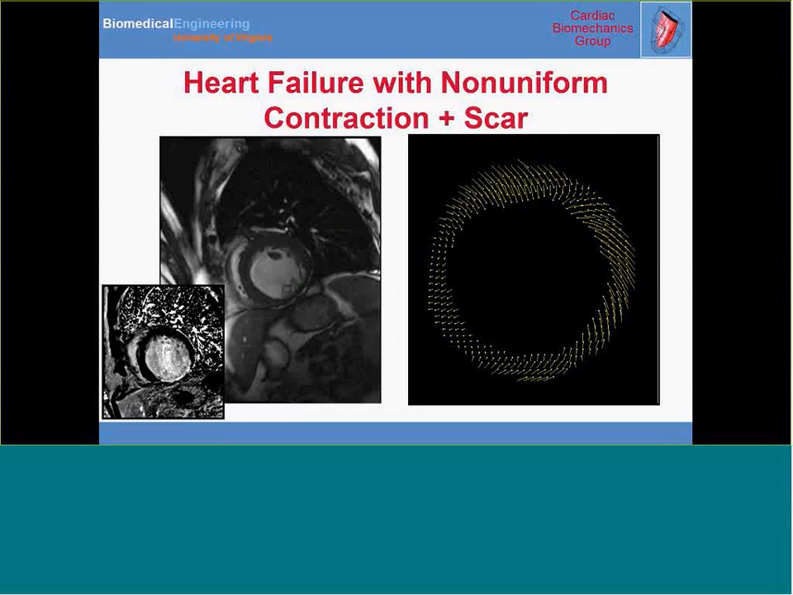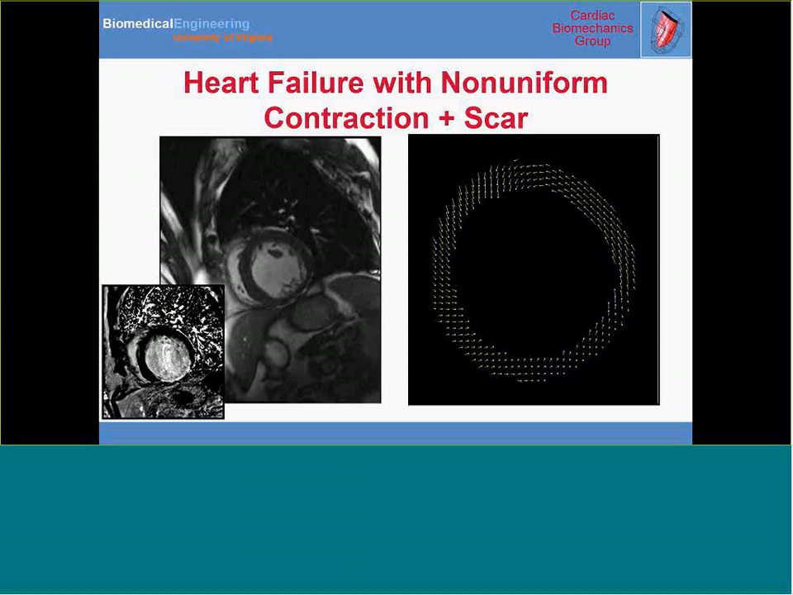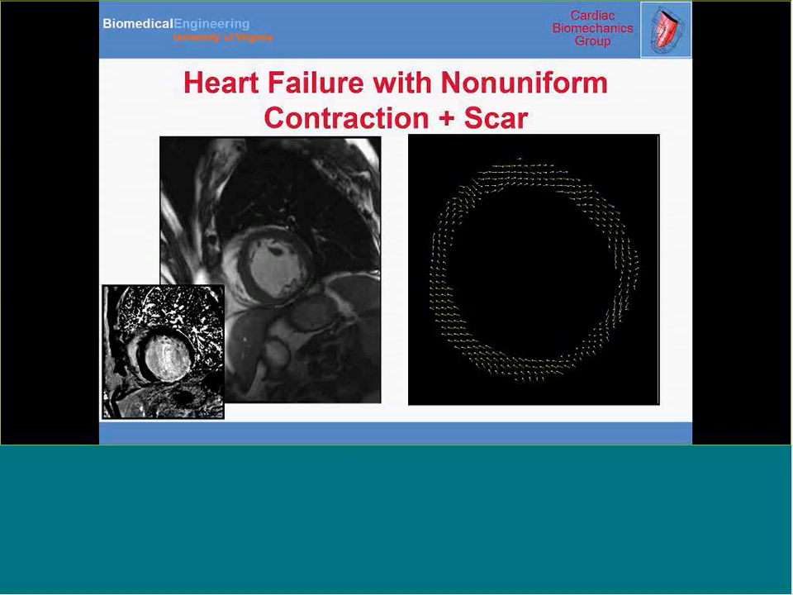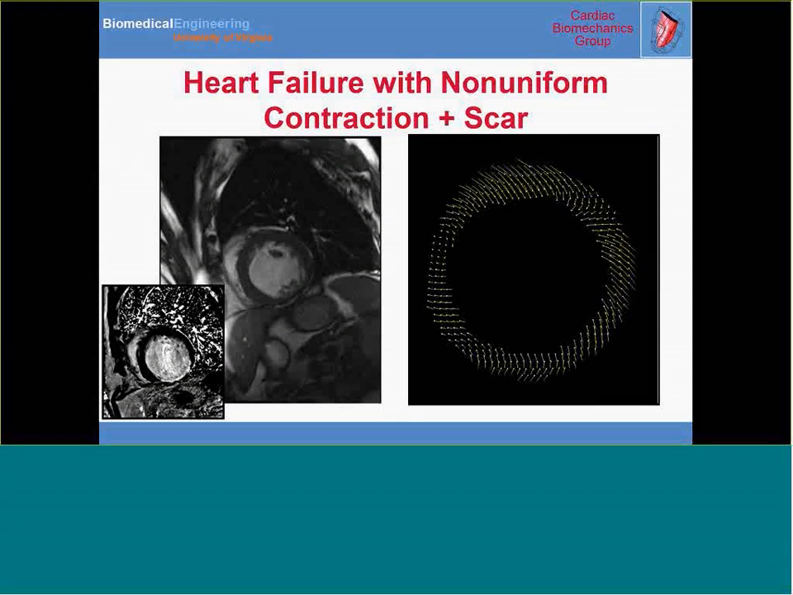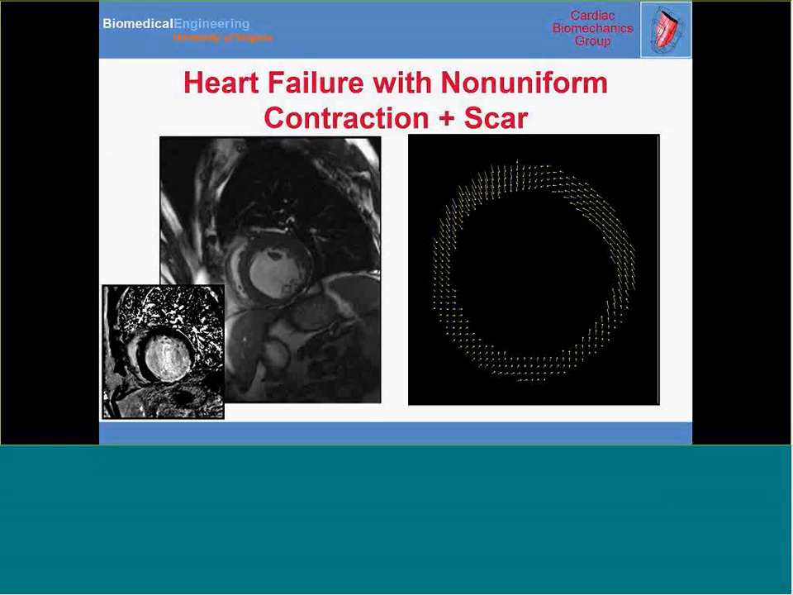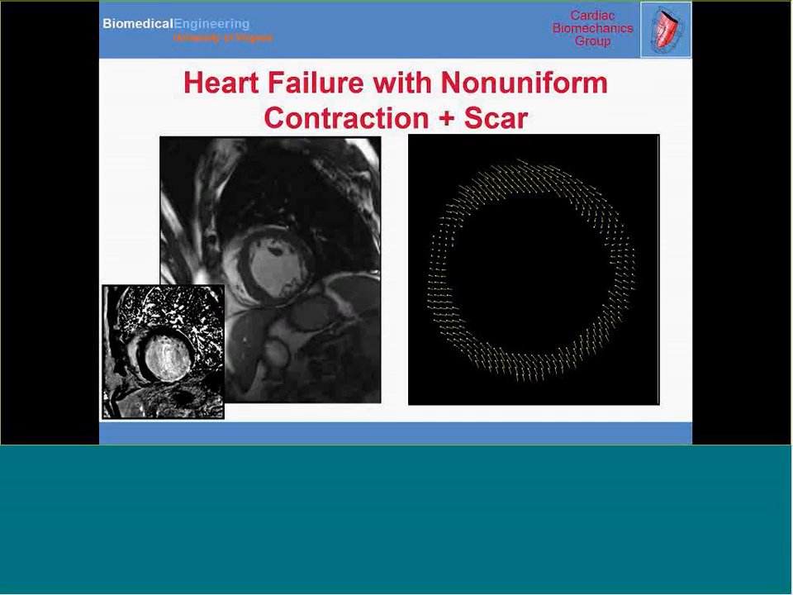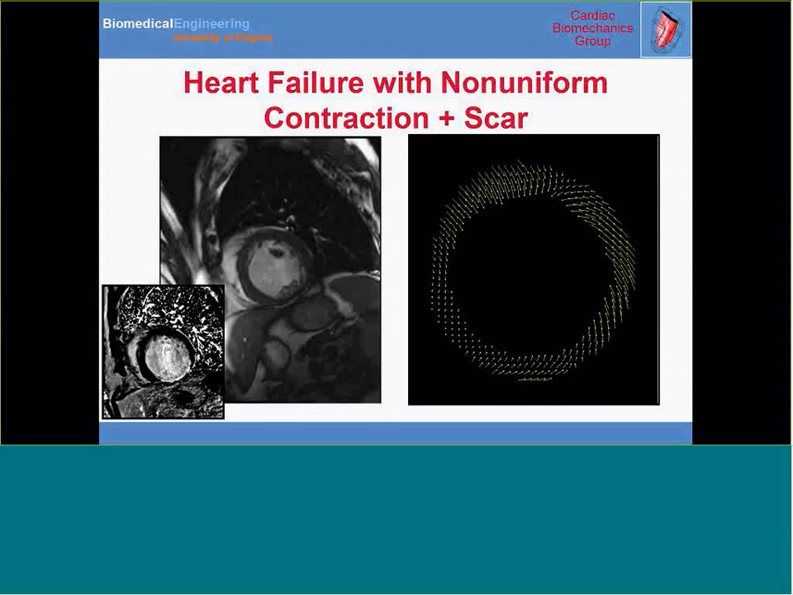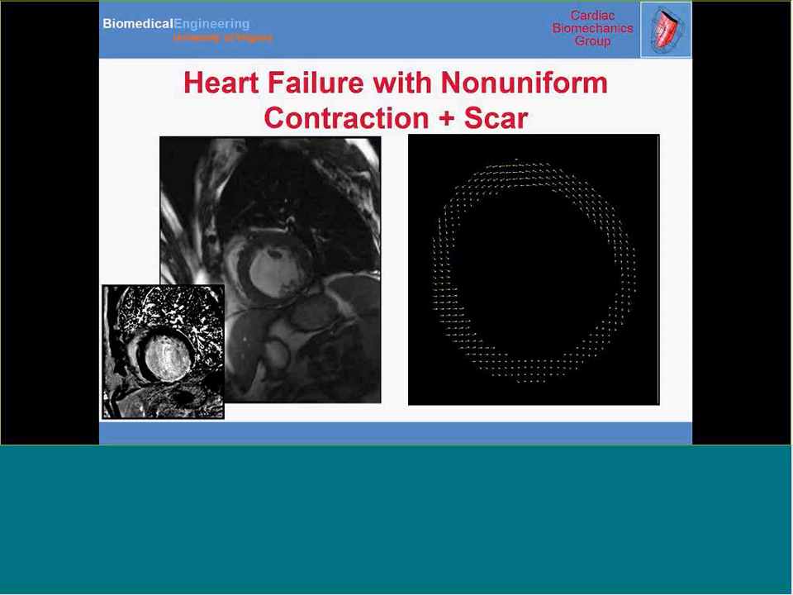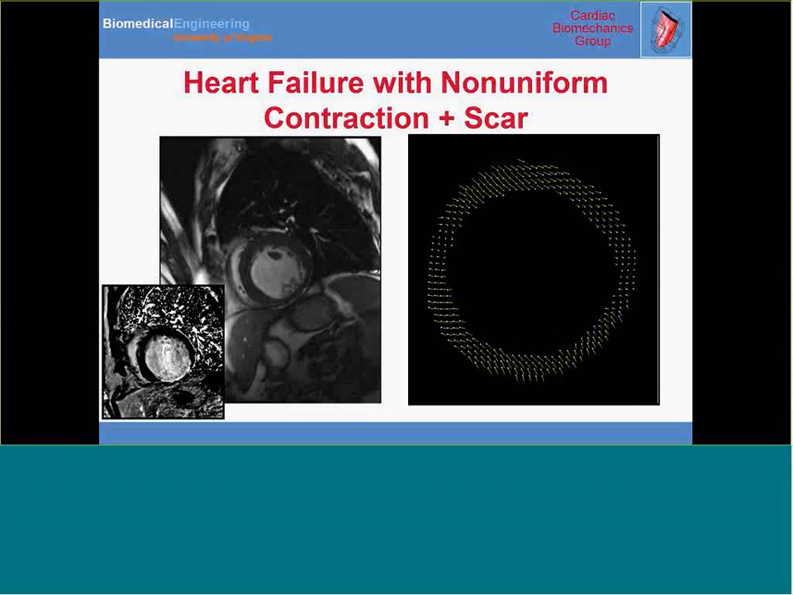What's particularly problematic in a lot of these patients is in the lower left-hand side. This is a gadolinium-enhanced MRI, and there's a little white region down from about 4 o'clock to about 6 o'clock. That's a scar from a prior infarct. That's a big reason many of these patients end up in heart failure. And once you have scar, then it's a lot harder to figure out how to do the pacing appropriately.